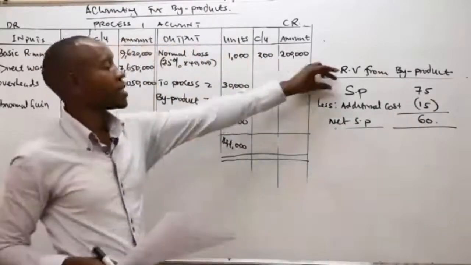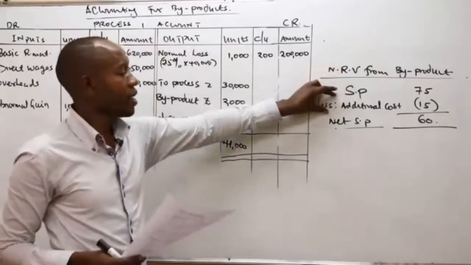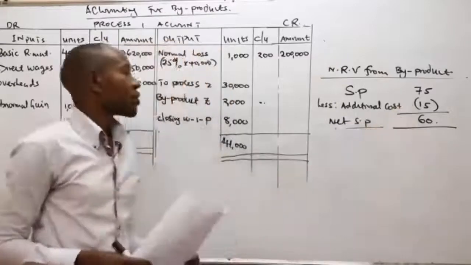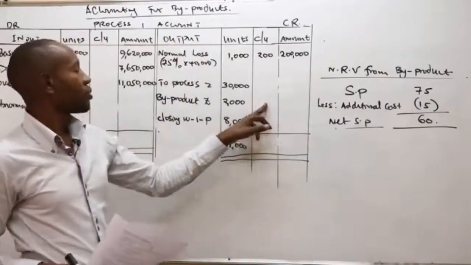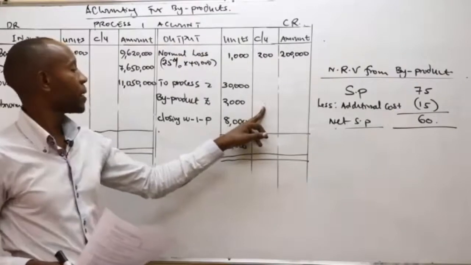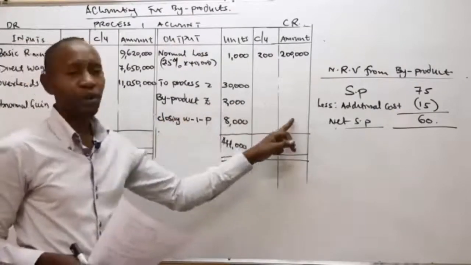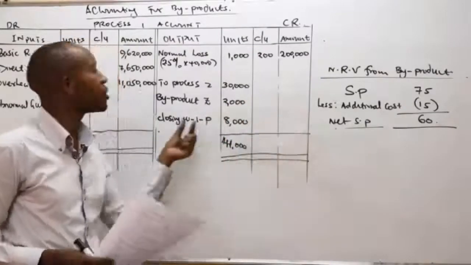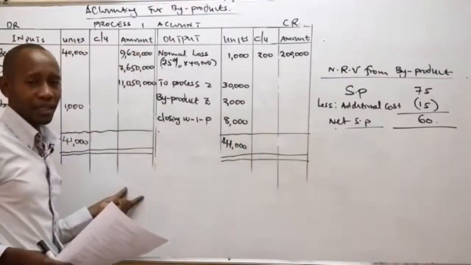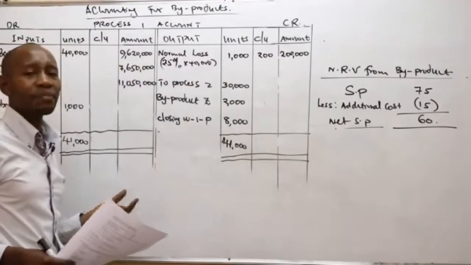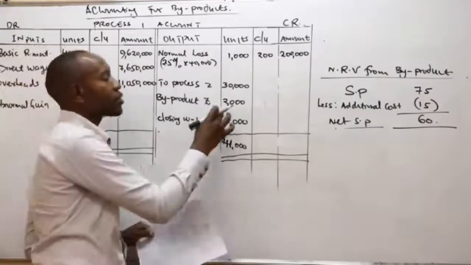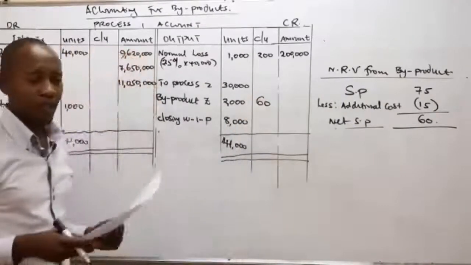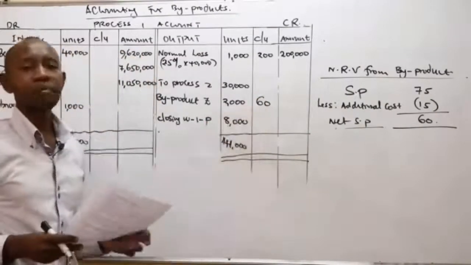So we are selling it at 75. However, we have some additional cost of 15. So what do I want to account for here? I want to say that the sales proceeds from the 2,000 units will be used to reduce this cost of production. That was the last treatment that I looked at. So we will say 2,000 and then we multiply that by 60. So what is 2,000 multiplied by 60?